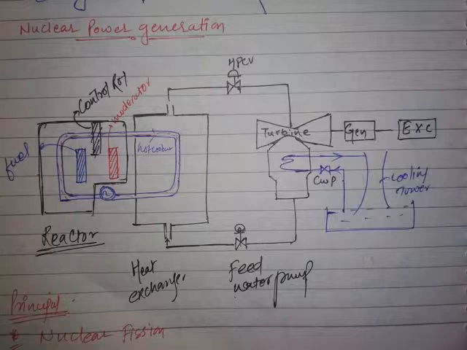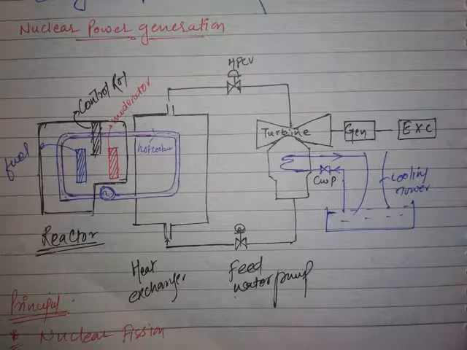Whenever neutrons combine with atoms, it will break the nucleus and release more neutrons. And these neutrons are released as what? The release of the neutrons produces a huge amount of energy. So this fission chain reaction produces a huge amount of energy in the nuclear reactor.